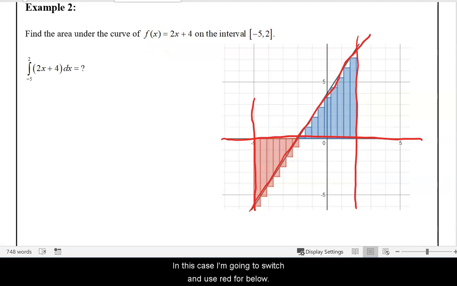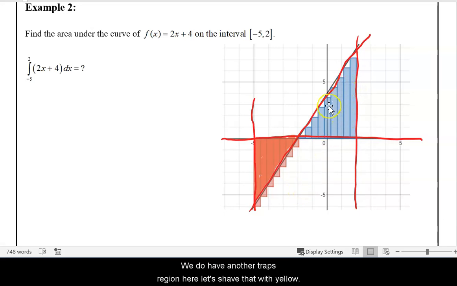In this case, I'm going to use red for below and yellow for above. Let's shade the negative area, which is below the x-axis, in this region. Notice that this region would hold water. If you were to pour water in here, it would be blocked from getting out by the vertical line x = -5, by the x-axis y = 0, and by the function itself y = 2x + 4. No other region over here is completely trapped.